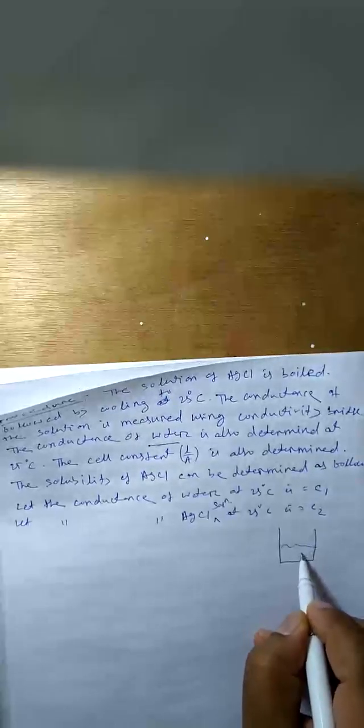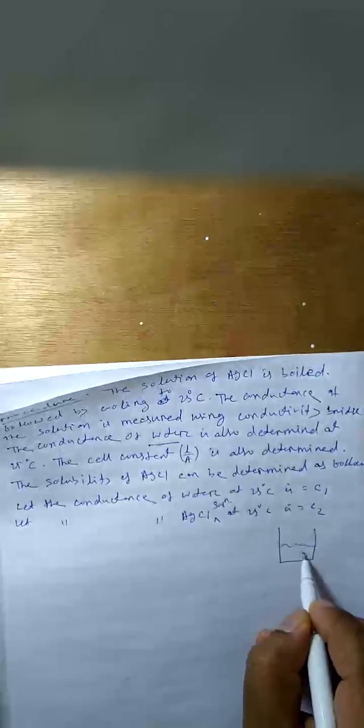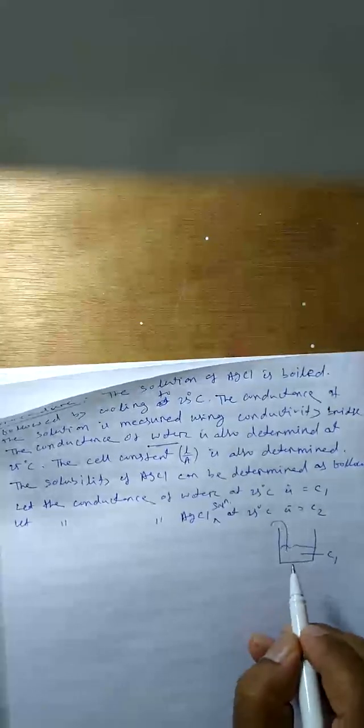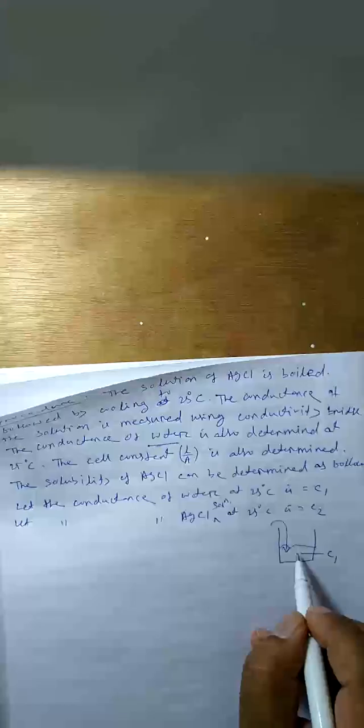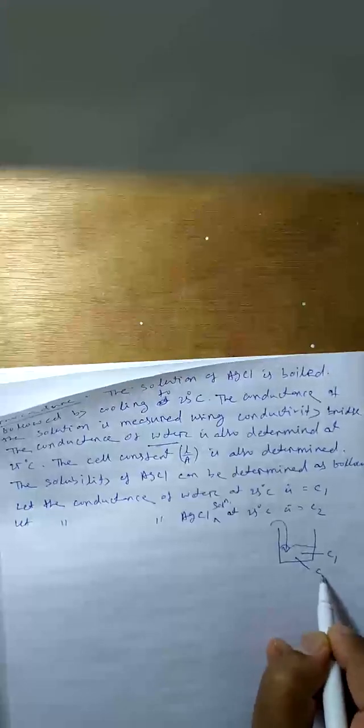That means if a beaker is there, water is there. First you determine the conductance of the water. Suppose the conductance of water is C1. Then you add silver chloride to it and boil it. Then cool it to 25 degrees centigrade. Then in the solution you find out the conductance C2.